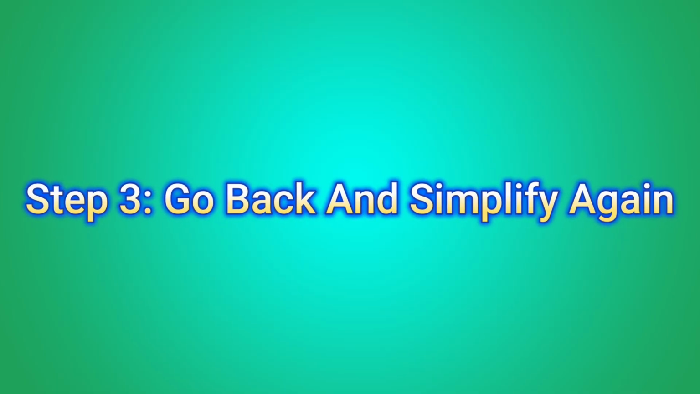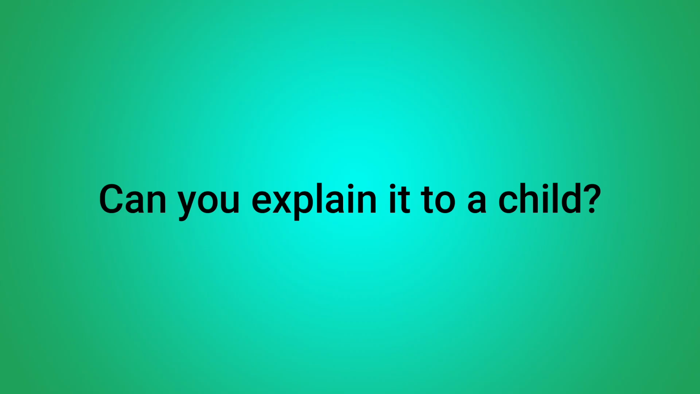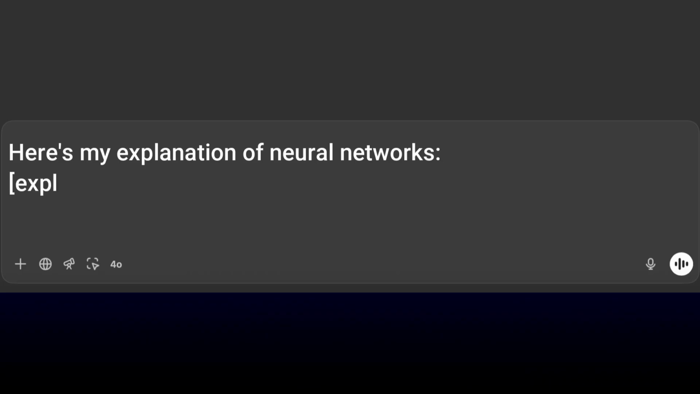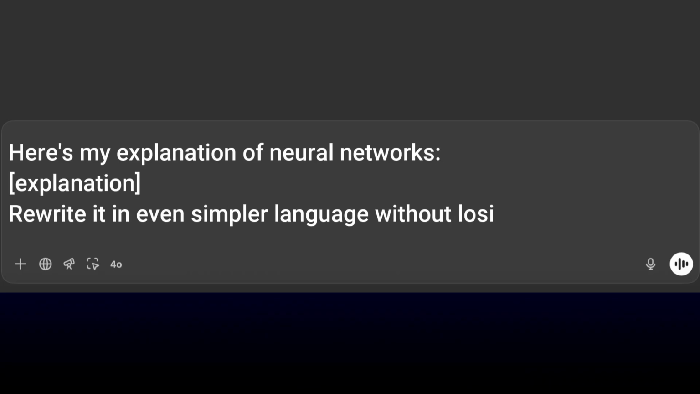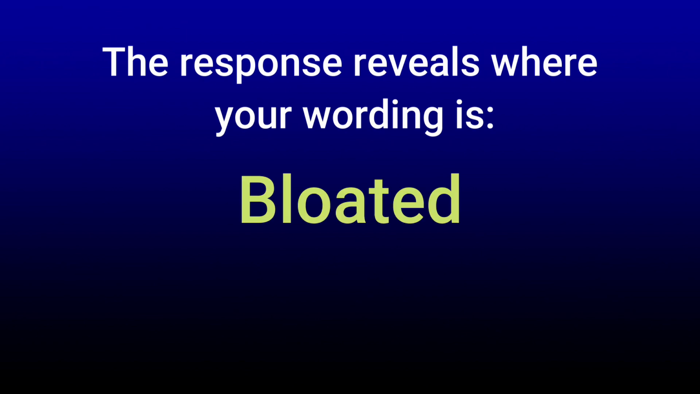Once you've patched the gaps, step 3 is to go back and simplify again. Can you explain the concept clearly enough that a child can understand it? Try this prompt: "Here's my explanation of neural networks," then paste it in. "Rewrite it in even simpler language without losing accuracy." The response will help you figure out where your wording is bloated or unclear.